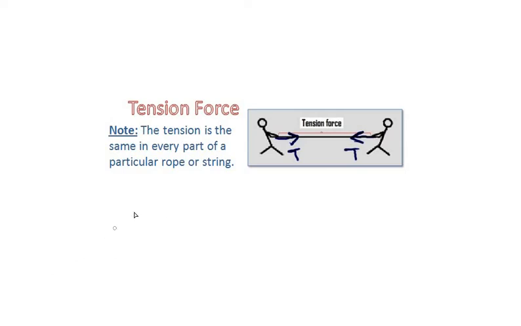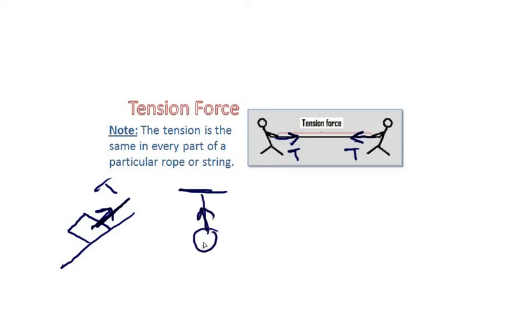The tension is always out of the object and along the rope. Like in this case, this is the direction of the tension. And if the object here is balanced or at rest, the tension will be equal to the force of gravity on this object.